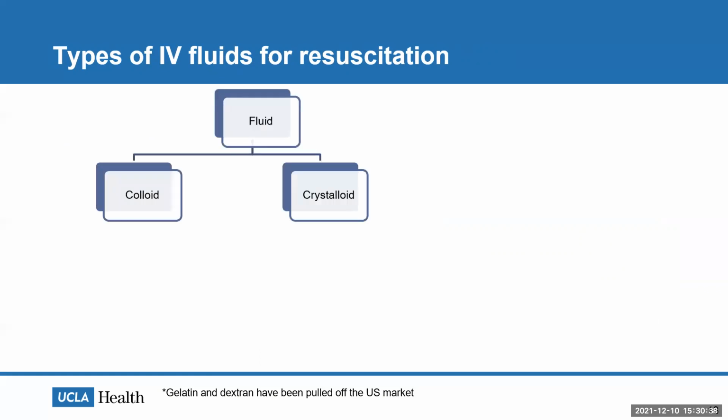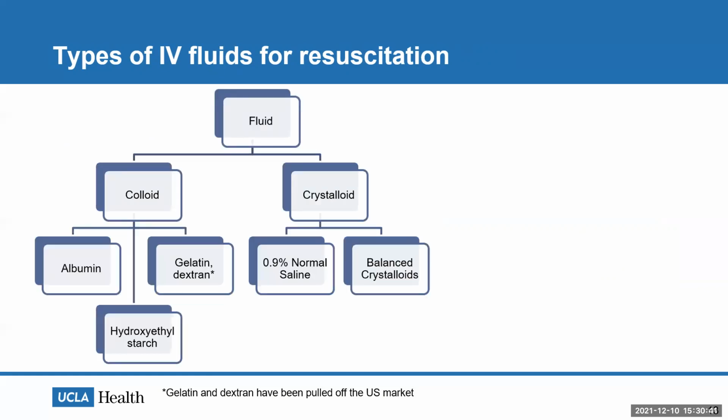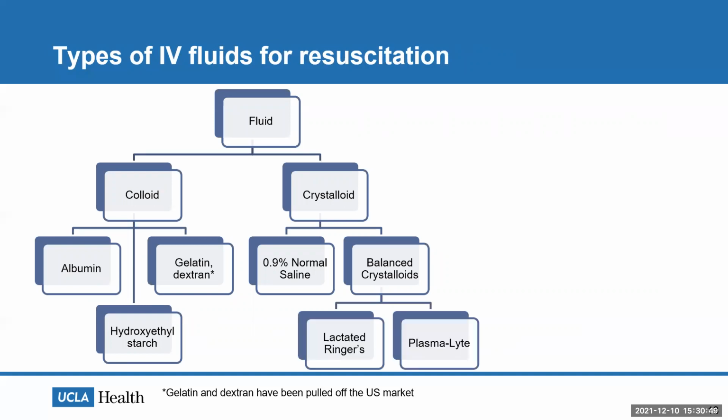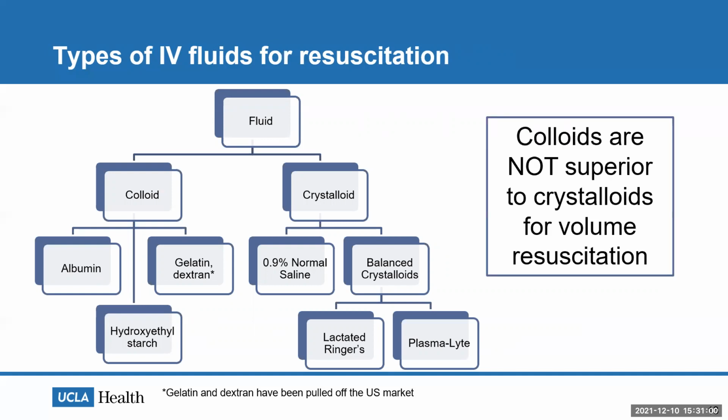Under fluids, you have colloids and crystalloids. And then under colloids, you have the main one that we use is albumin, and then crystalloids, normal saline, and balanced crystalloids. And underneath that is lactated ringers, also known as LR, and Plasma-Lyte. Of note, gelatin and dextran have been pulled off the US market, so don't worry about that. One thing I really want to emphasize here is that colloids are not superior to crystalloids for volume resuscitation. So you may think albumin is better. It is not for volume resuscitation.